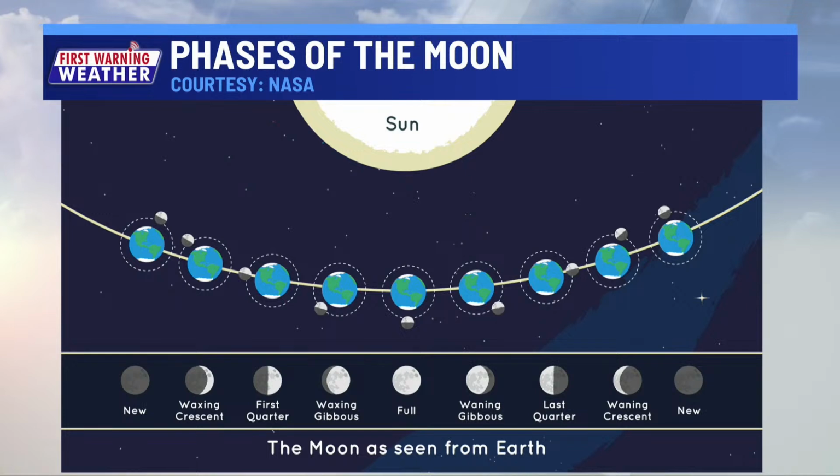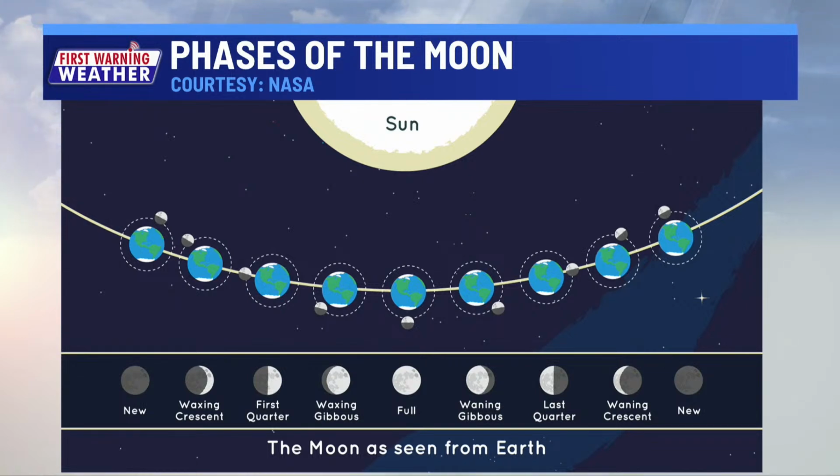With the new moon in that far left diagram of Earth, you can see the moon is actually being shined on from the back side. So we're looking at the dark side of the moon, if you will, because there's not going to be any light shined or reflected back on it.